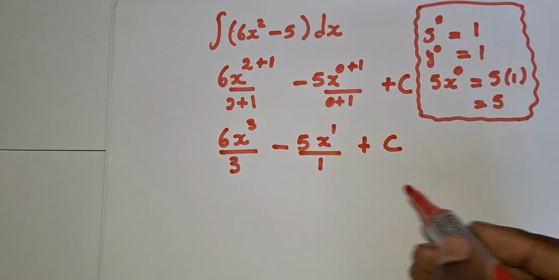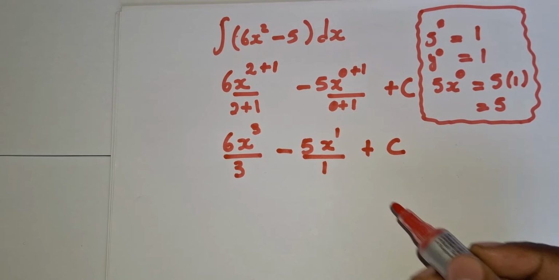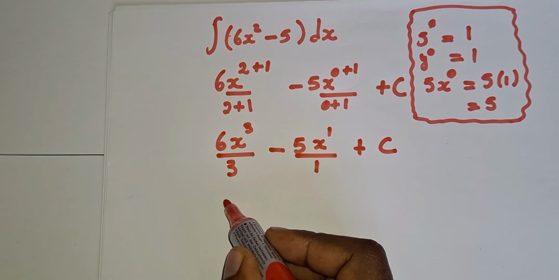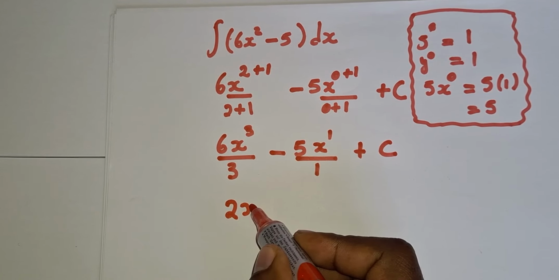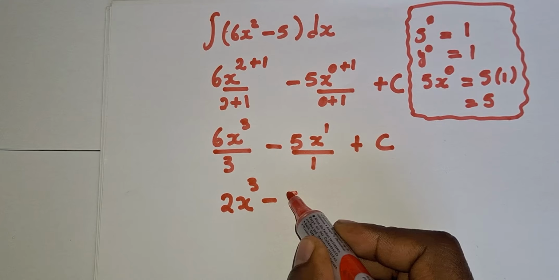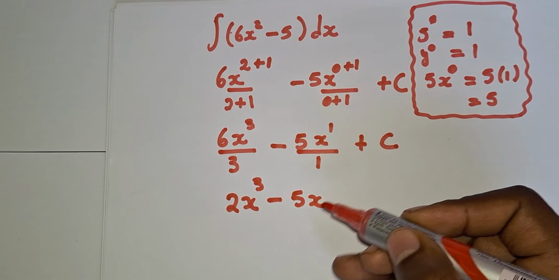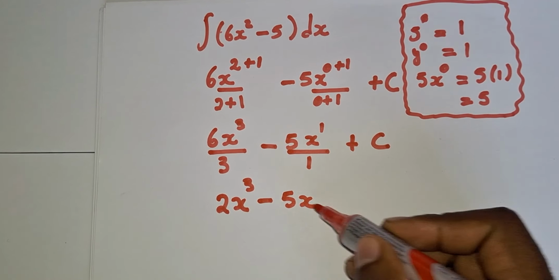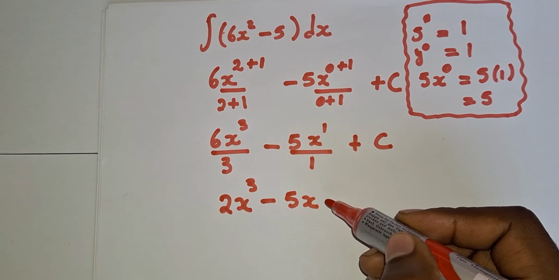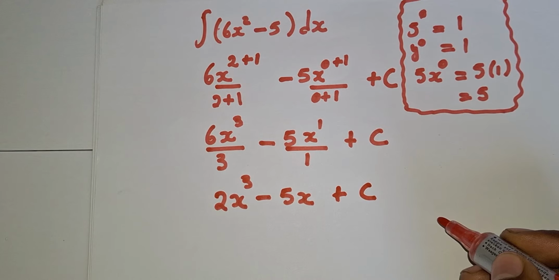We are still not done. We have to make sure we simplify everything so that it is a simple equation. So 6 divided by 3 is going to give us 2, then x to the power 3, minus 5 divided by 1, which is 5, then x. Any number to the power 1, we can just leave out the 1 and write the number as it is. So x to the power 1 is just x, then plus constant c.